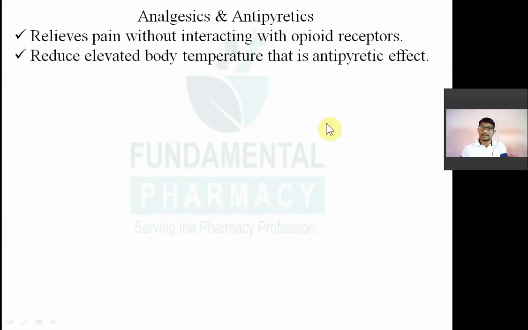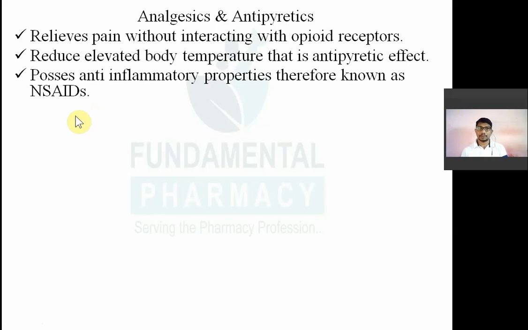Analgesic antipyretics are the drugs that will reduce your pain without interacting with the opioid receptor. They will decrease your body temperature, that is, they have an antipyretic effect, and they possess anti-inflammatory properties. Therefore, they are also known as non-steroidal anti-inflammatory drugs, because they will not have any steroid ring in their structure. These drugs will have these properties. We are going to take this chapter in a short way so that it will be better for your GPAT.